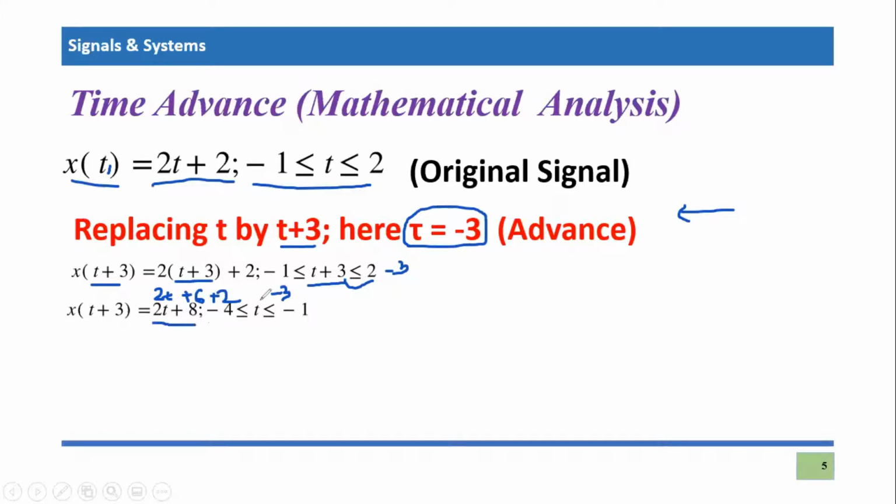So this is the modified definition. Similarly, minus 1 and minus 3 would become minus 4. Similarly, plus 2 and minus 3 would become minus 4. And what is to be noticed here, if you remember the original definition, it starts from minus 1 to 2.